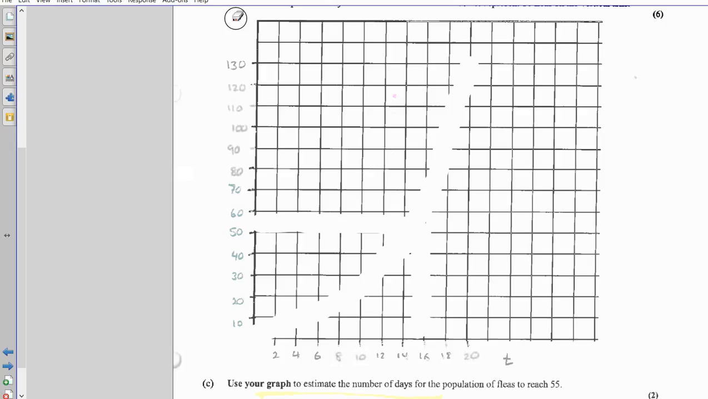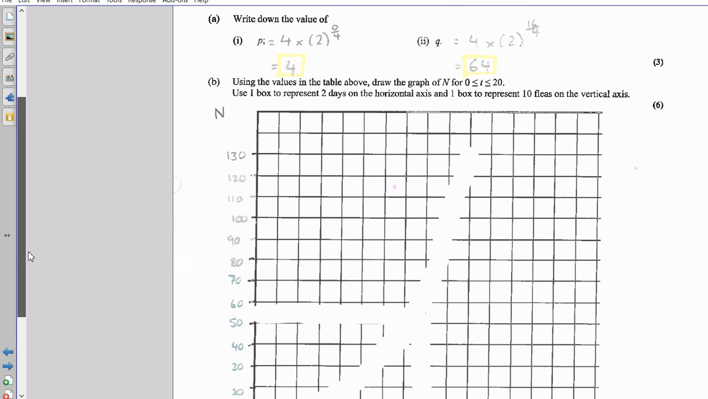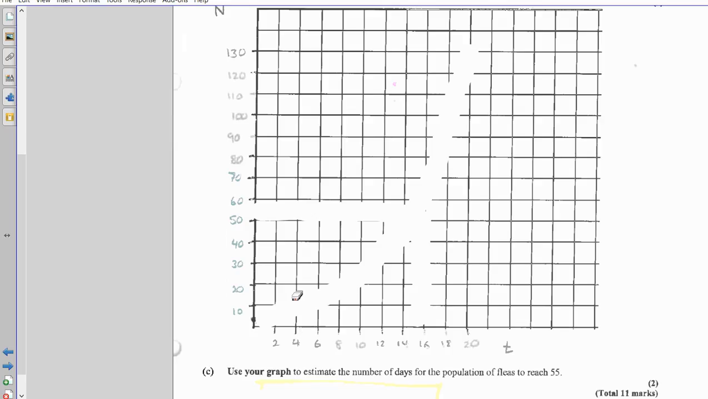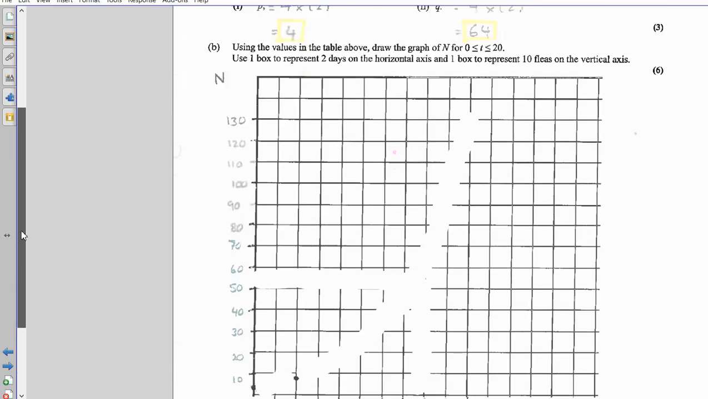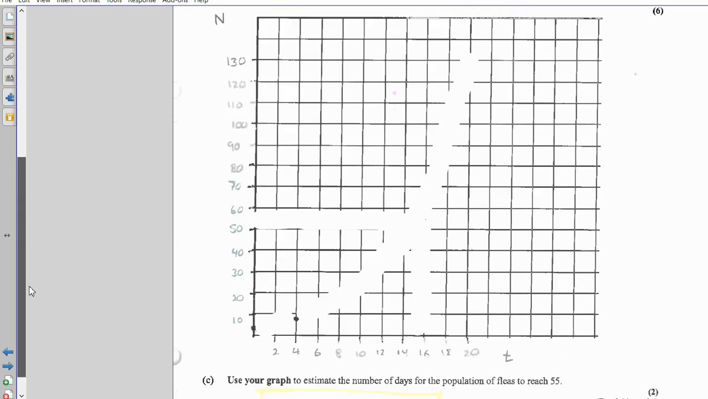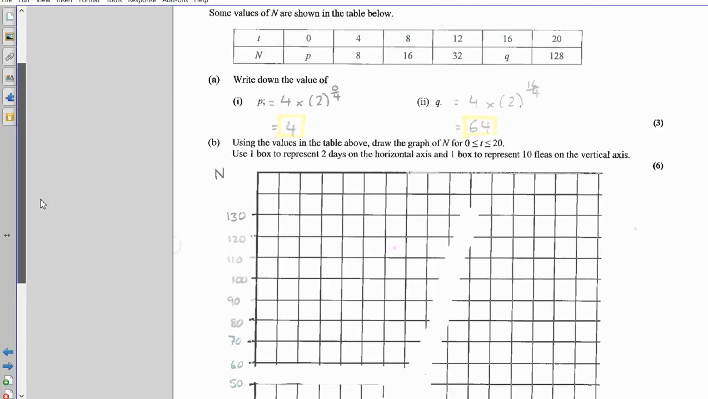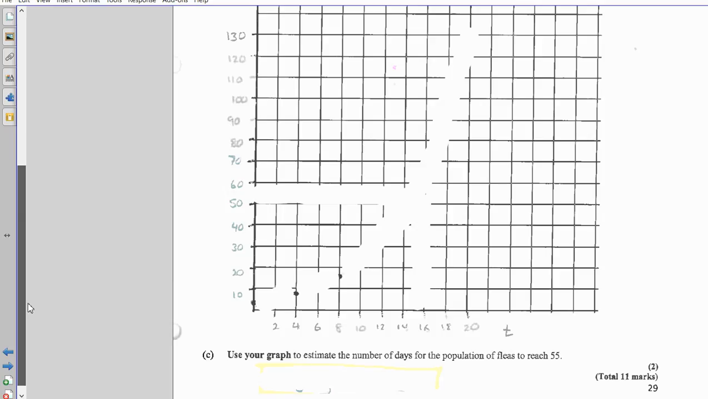And what should I label this again? It's N. Now the first point was 0, 4, so plot your 0, 4 point. I tend to just plot all the points. The next point is 4, 8, so 4 matches up with 8. Next one is 8, 16. Go across to 8, go up to 16, which is pretty rough, about there. 12, 32. Again, just pause if you need to look at these for a bit longer.